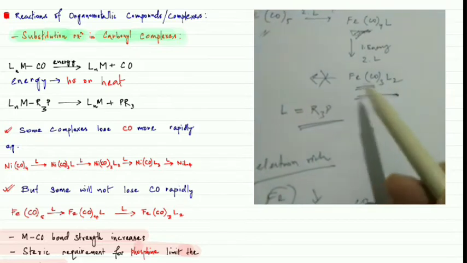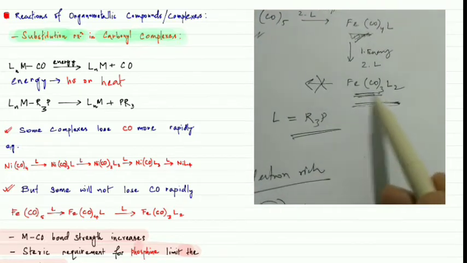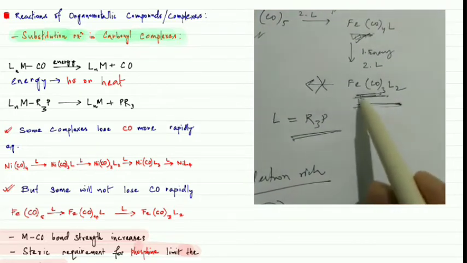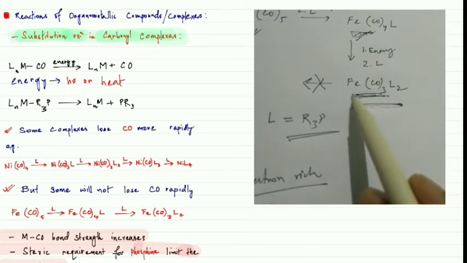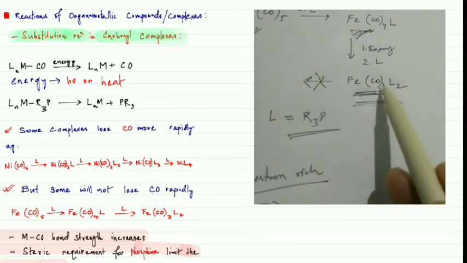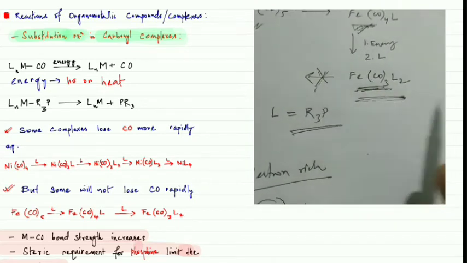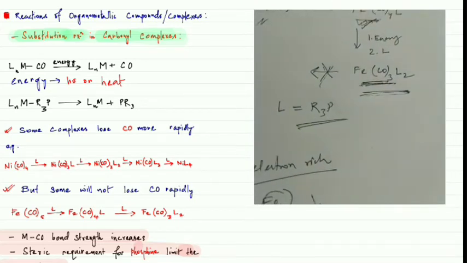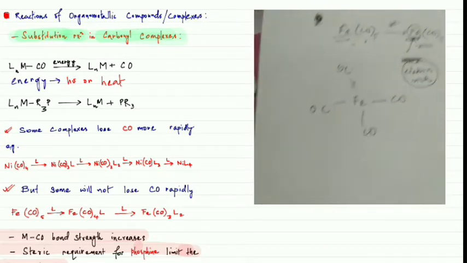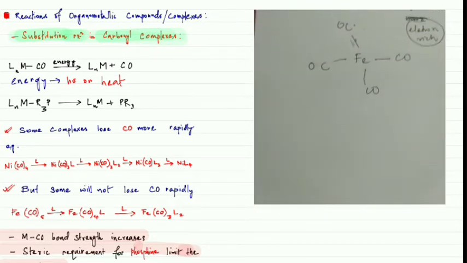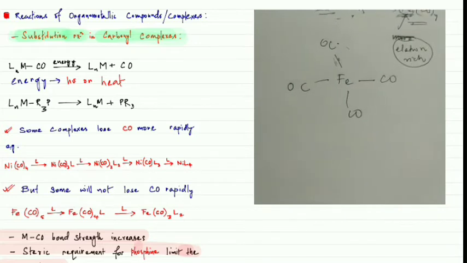And in this case it will become even more difficult to remove the carbonyl ligand from this complex. That's why it is not going to give the further products. Understand? So these are mainly the two examples of your substitution reaction.